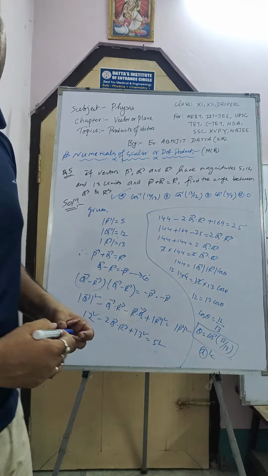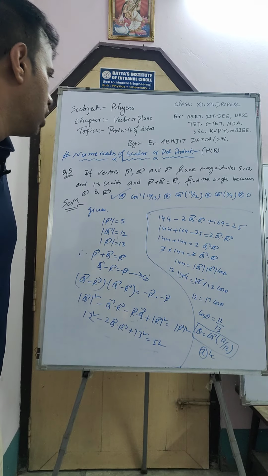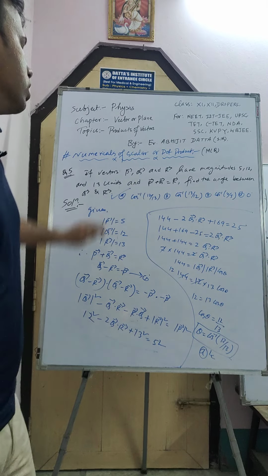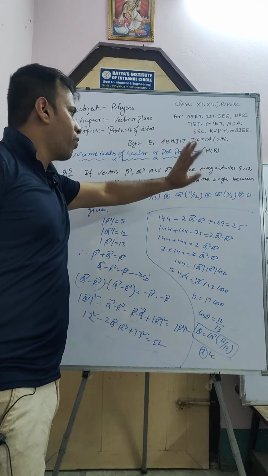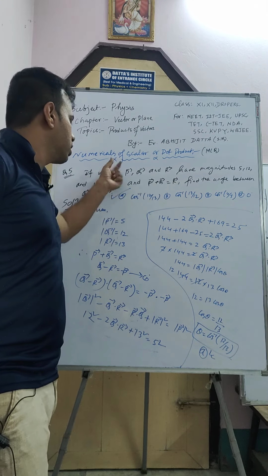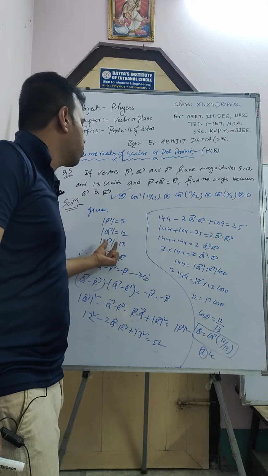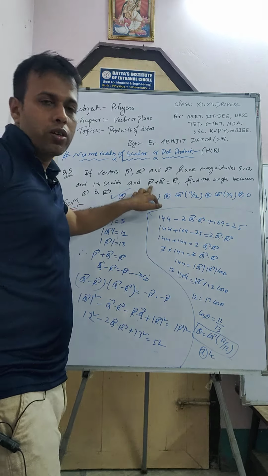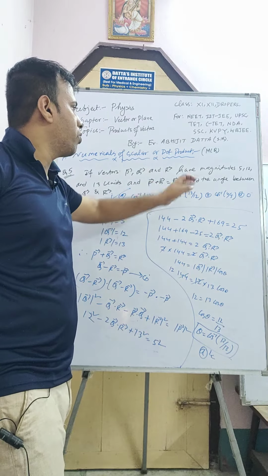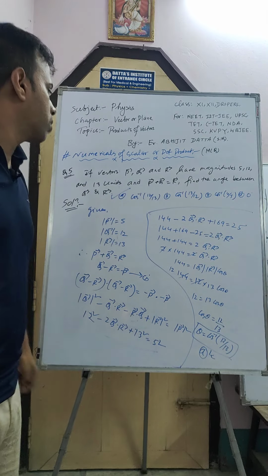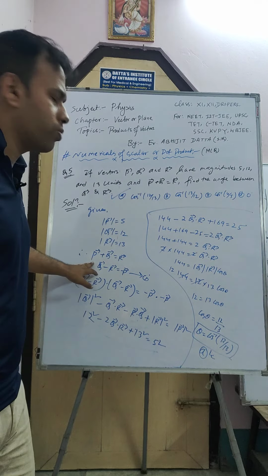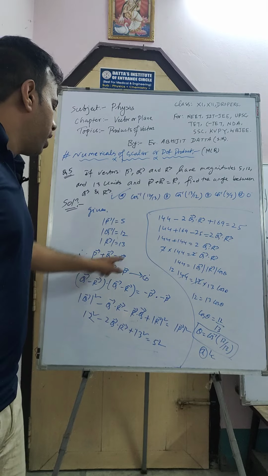So let me explain again in 30 seconds. Here P, Q, R have the magnitudes of 5, 12 and 13 units. That is mod P is 5, mod Q is 12 and mod R is 13. Given one condition here, P plus Q equal to R vector. Now I have to find the angle between Q vector and R vector.